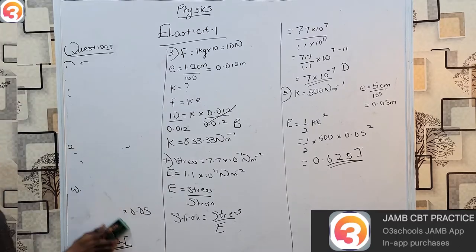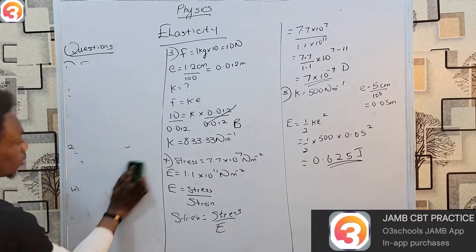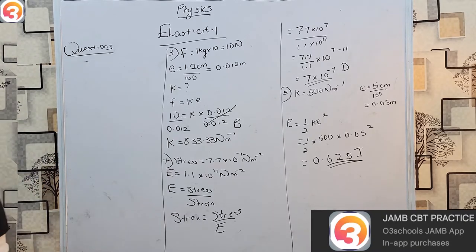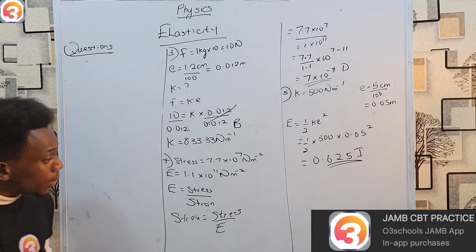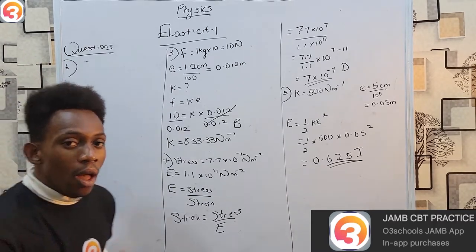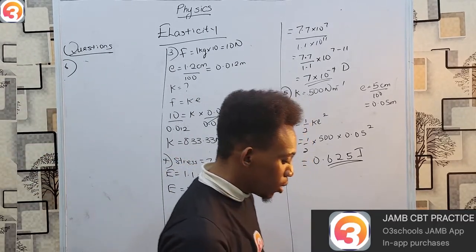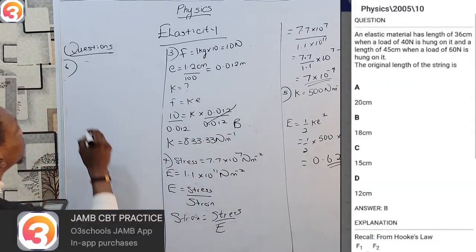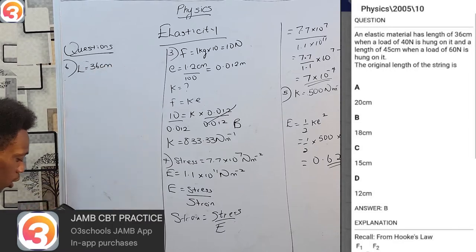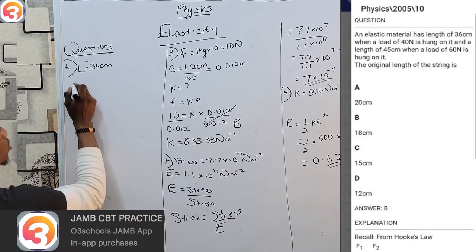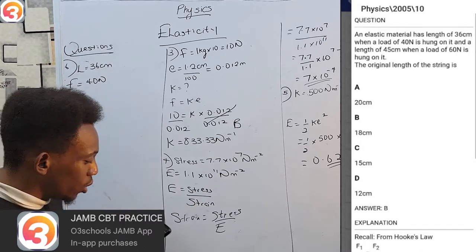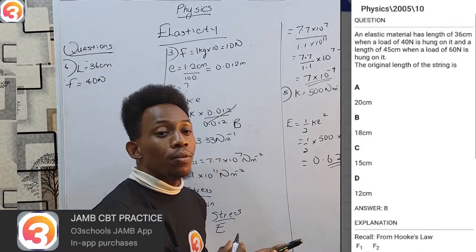Let's take a few more, and then we shall be sure that we truly have this well in hand, and we'll be able to move on. Now, question number 6. This one says, an elastic material has a length of 36 cm. The length is 36 cm when a load of 40 newton is hung on it, and a length of 45 cm.